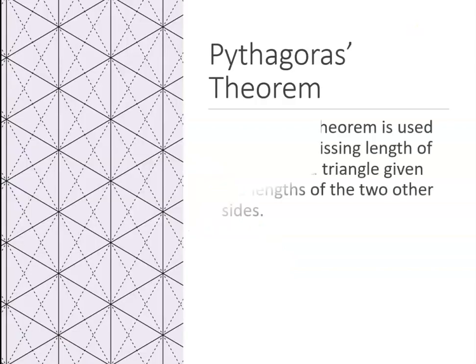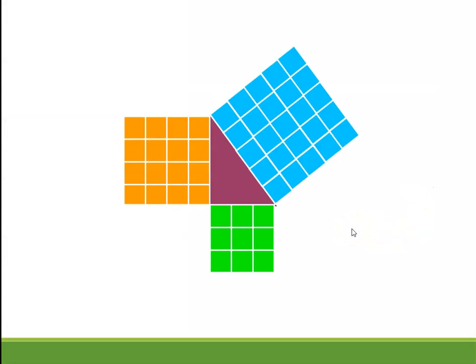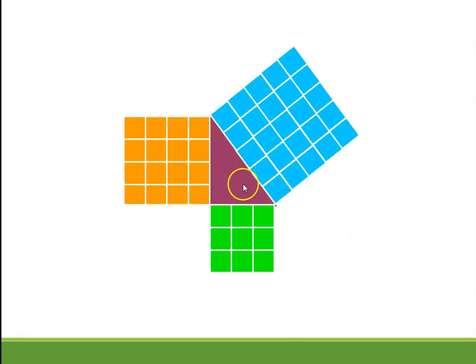Alright, so what does Pythagoras theorem say? Pythagoras theorem is used to find the missing length of one side of a triangle given the lengths of the other two sides. We all know that a triangle has three sides. For Pythagoras theorem, you must be given two sides, two lengths, and you will be required to find the third length. And it can only be applied to a right-angled triangle.